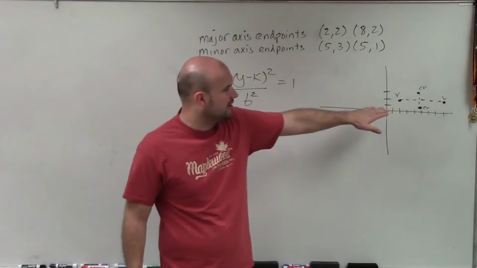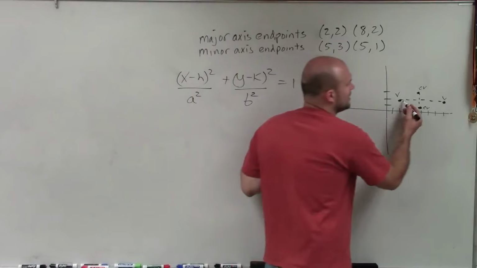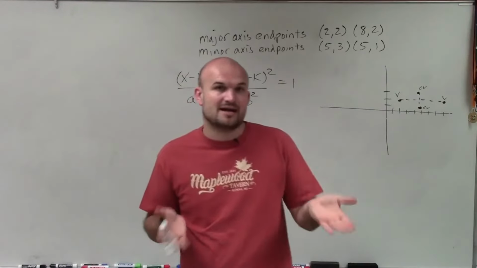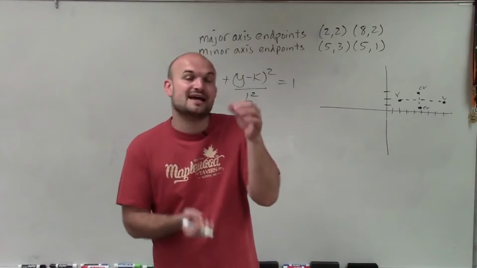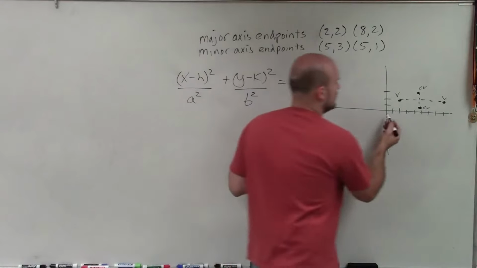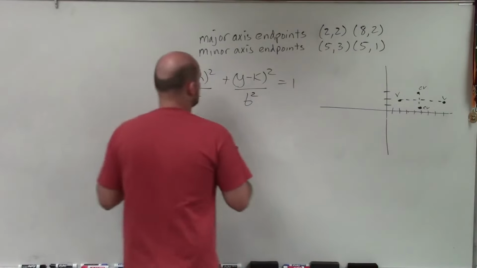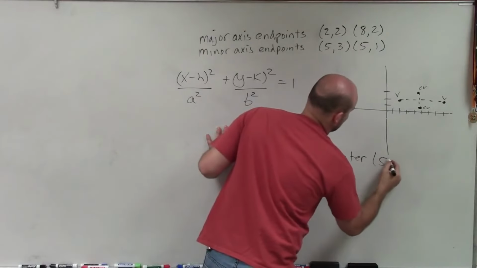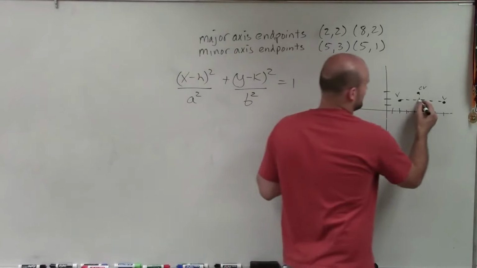So now to be able to determine what my values of a and b are, I first need to identify where the center is. And the center is going to be where the axes, the minor and the major axis, intersect. It's also half the distance between the two vertices and half the distance between the two covertices, which is at 1, 2, 3, 4, 5, 1, 2. So you can say that the center is at (5, 2). So here is my center.